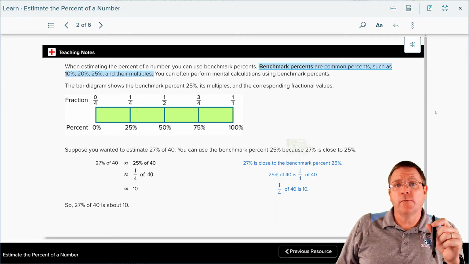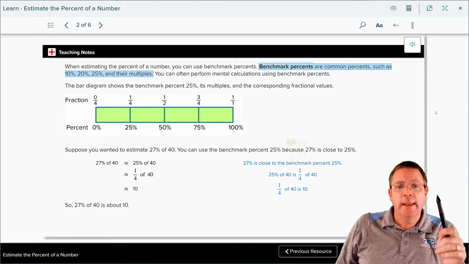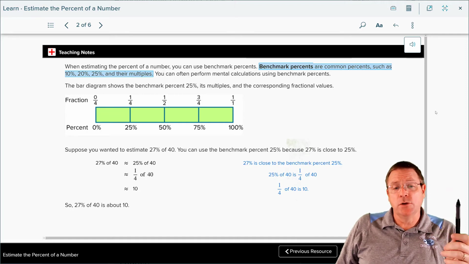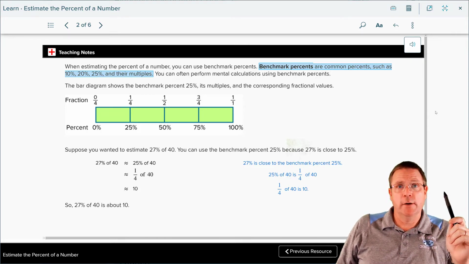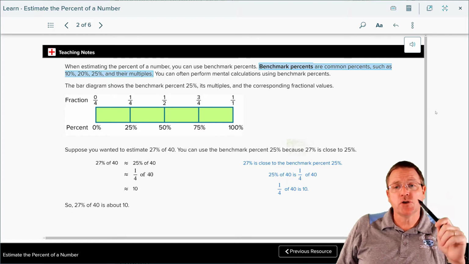You can often perform mental calculations using corresponding fractional values. Now this would be a good time for me to stop and say something. They're saying mental. Even though they're saying mental and use mental math, you still have to give me quality supporting work to justify your answers. You can't just throw down numbers without any supporting work, and I'm going to show you what that supporting work looks like.